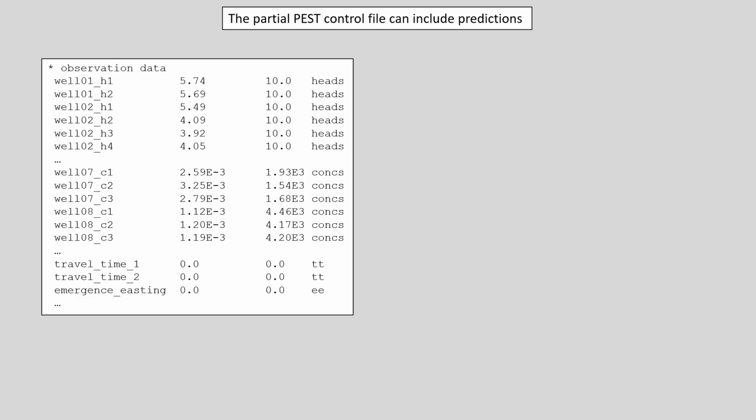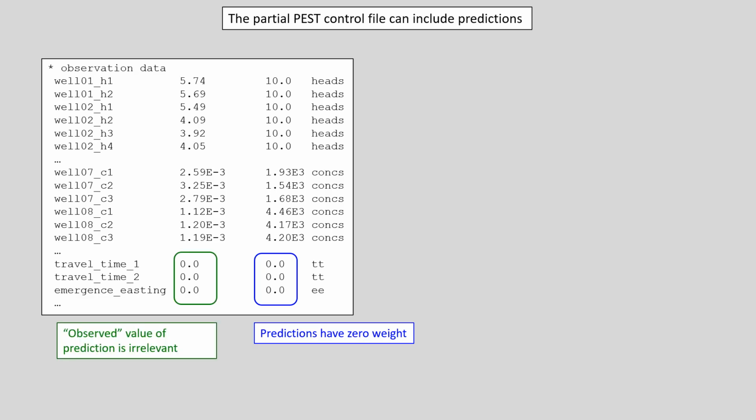Here is our partial pest control file again, but this time it includes predictions as well as observations. Predictions are recognized as having a weight of 0. That's how DSI1 knows that these are predictions and not observations. The observed value associated with a prediction is irrelevant because it's not used to constrain uncertainty.